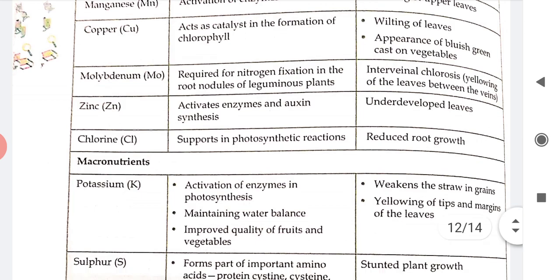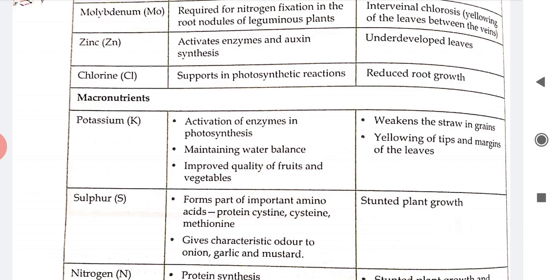Now chlorine, which supports the photosynthetic reaction. Yes, when you discuss the photosynthetic process in detail in higher classes, you will see that chlorine plays a major role in the photosynthetic reaction.